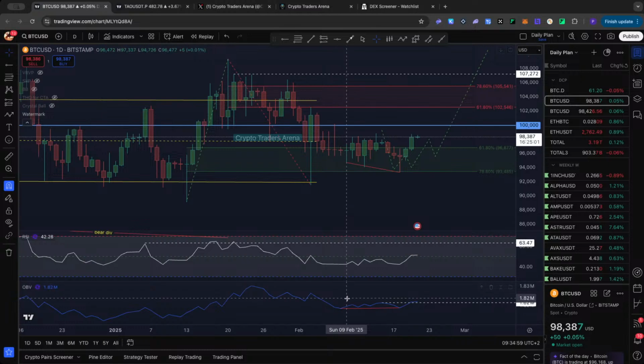A lot of people are looking at the highs. No, at the lows. For bullish divergence, you are looking at the lows. Low, lower low. Low, higher low on OBV or RSI or MACD. Okay?